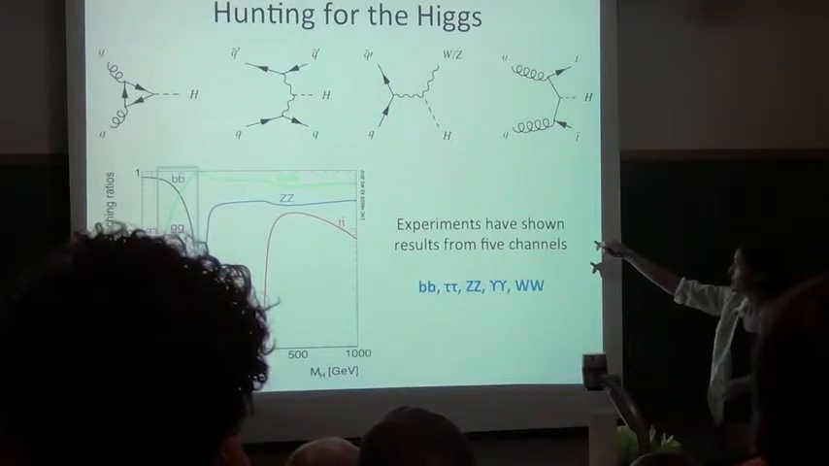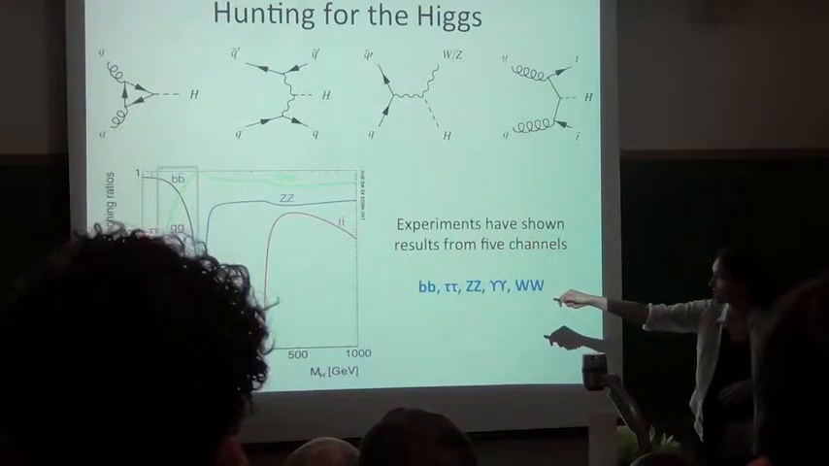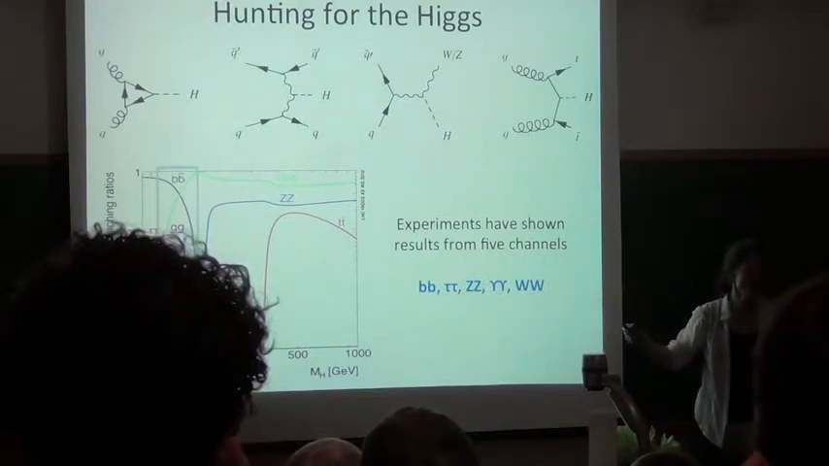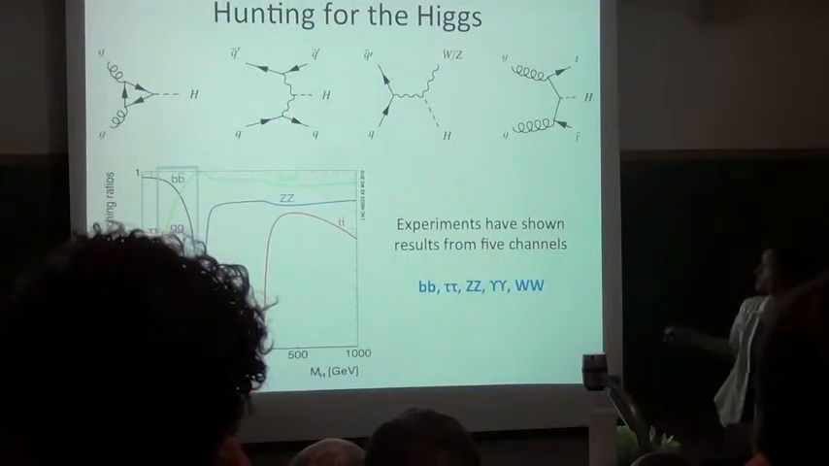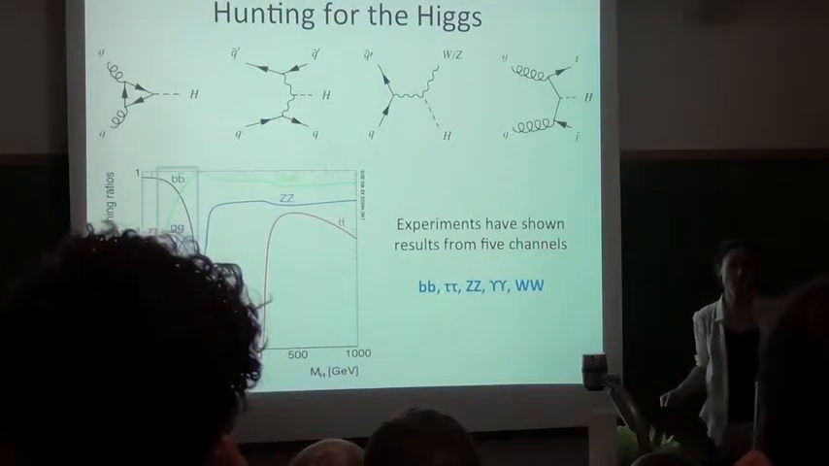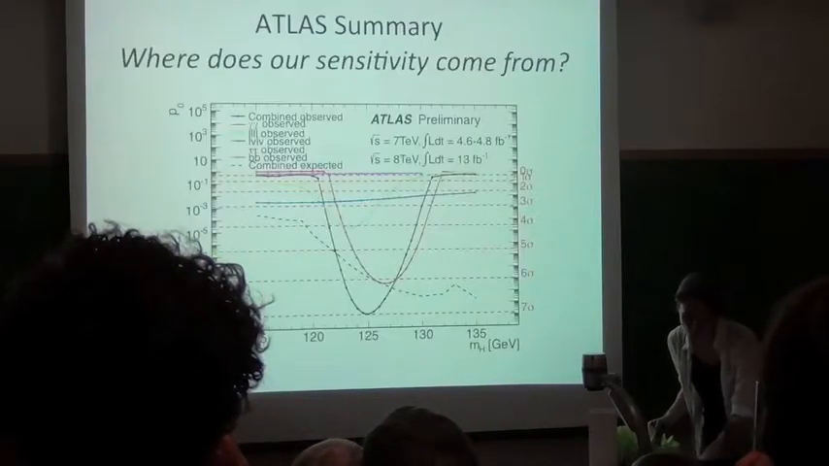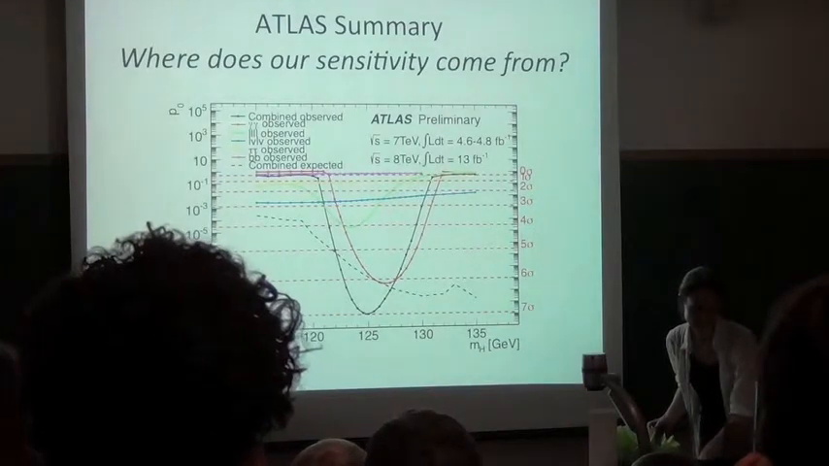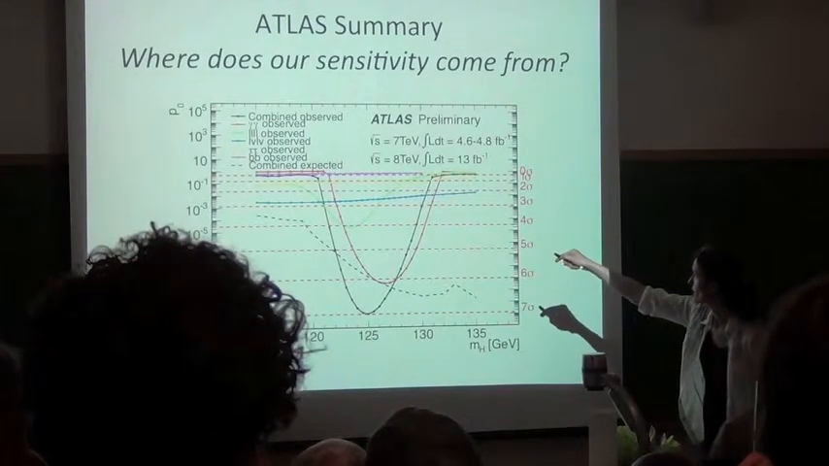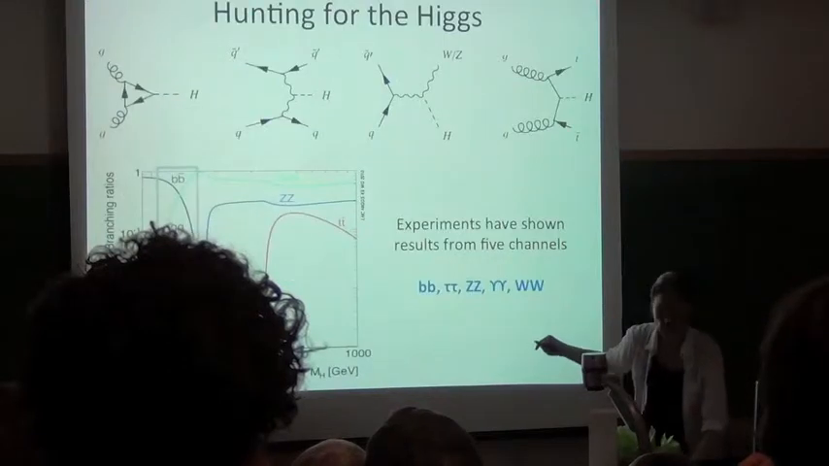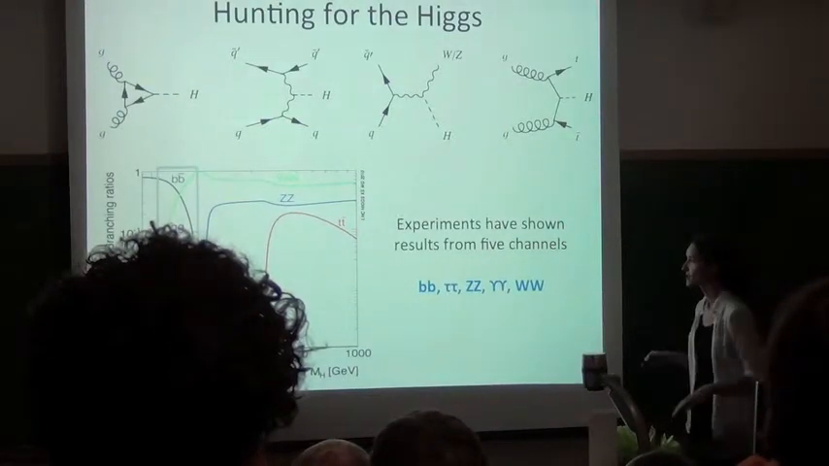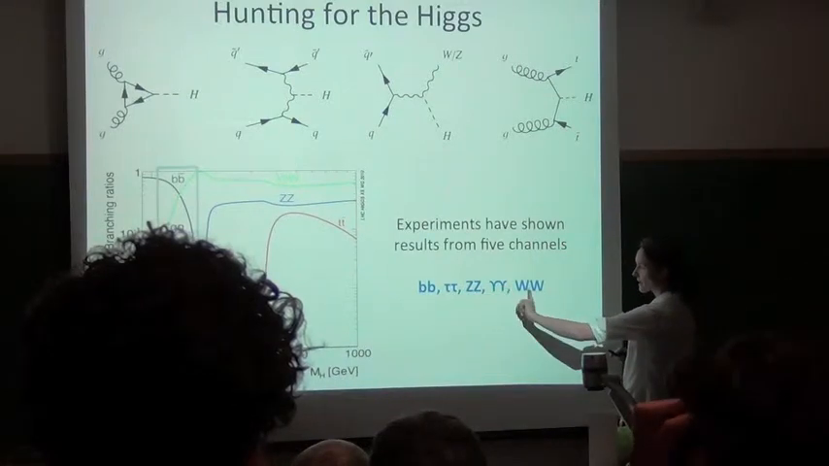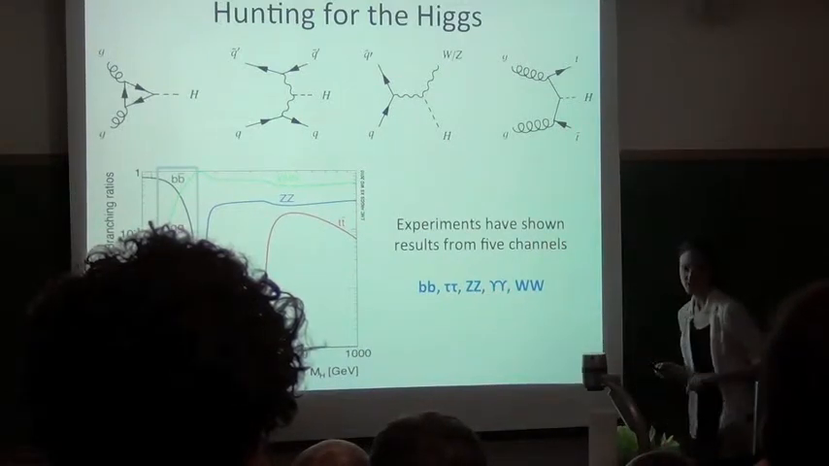I'm co-convening the Higgs to tau tau group, looking at the Higgs to tau tau decays, about 6% of the decays at 125 GeV, where the Higgs is produced in association with a W or a Z. It's a very long title, right? What did we see? And where does the sensitivity come from? We have five different modes that we've actually gone looking for it seriously. And the ZZ, gamma gamma, and WW are the real workhorses.